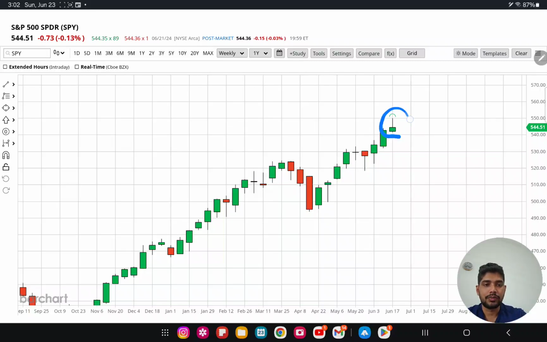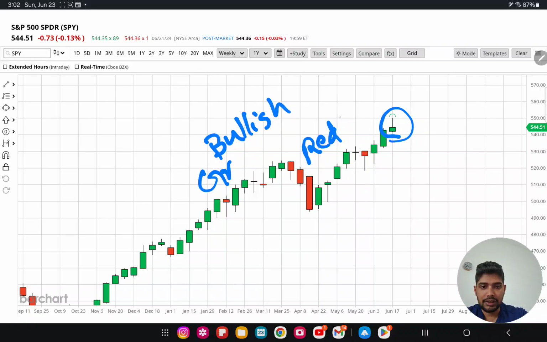Each bar indicates a candle in the weekly. That means each candle is a representation of how the price behaved for that particular week. You can see there are two different colors. One is green and the other one is red. Green is, let's call it, a bullish candle, and red is a bearish candle. I will shortly explain the reason why green is bullish and red is bearish.